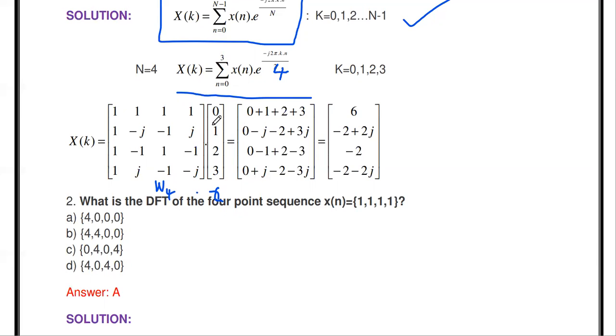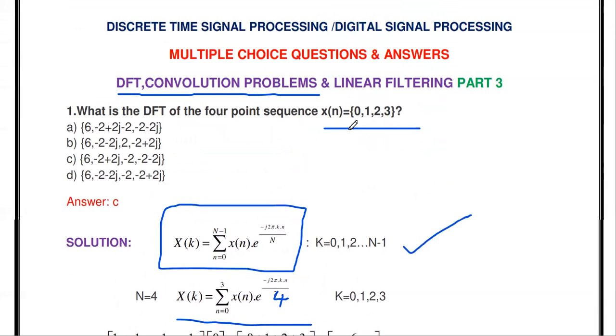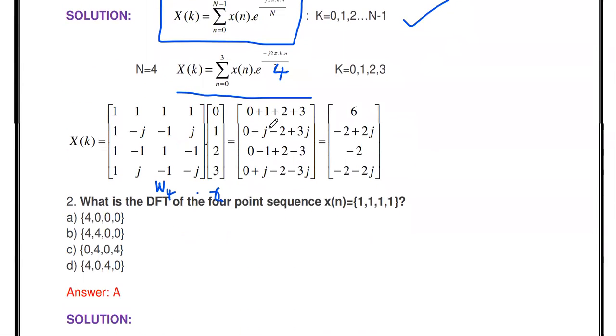Okay, so here this 0, 1, 2, 3 is the x of n value. So you just write it column-wise. Then the W4 matrix, the twiddle factor 4 matrix, we have to write.